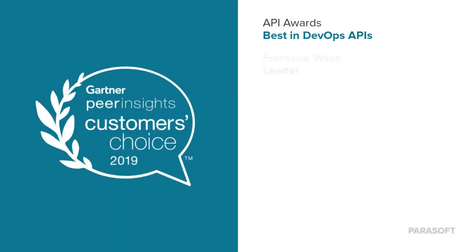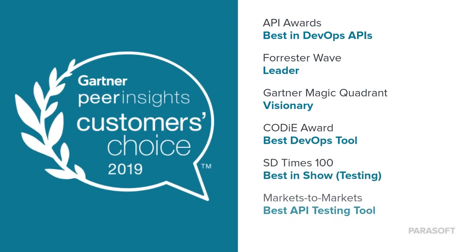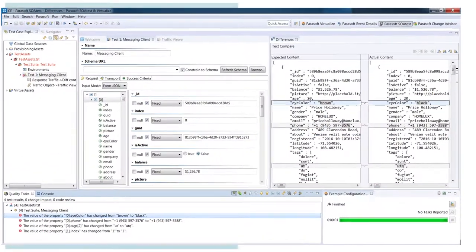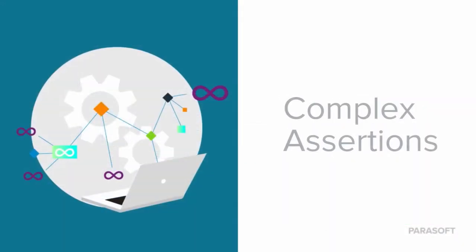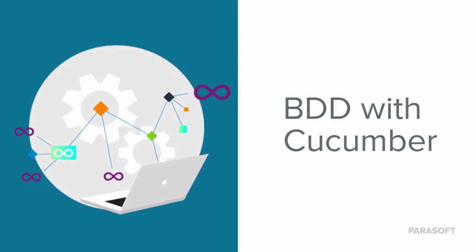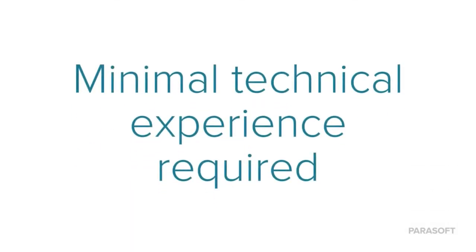Parasoft SOAtest is widely recognized as the best API testing solution. With visual drag and drop tooling, users can create the most complex test scenarios without having to write a single line of code, because things like test flow logic, complex assertions, looping, data driving, and BDD with Cucumber can all be easily built with minimal technical experience.